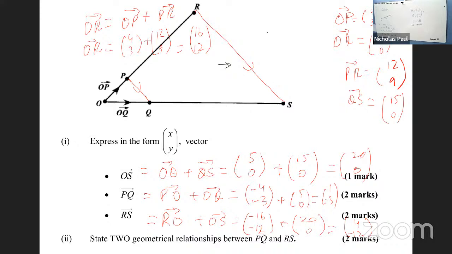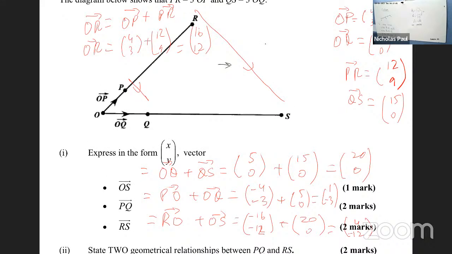Any questions, Julia? How did I get this, minus 60 minus 12? Because here I needed to find OR. I needed to get RO, right? So to get RO, I decided to find OR first. And to get OR is O to P, that's here, and then P to R. See that? O to P, that was 4-3 right here. And P to R is 12-9. When I had them, I got 16-12.